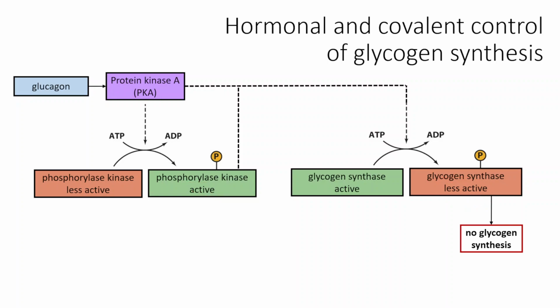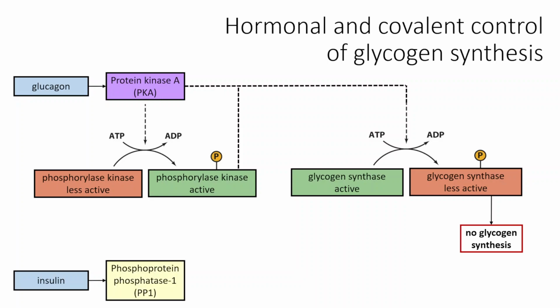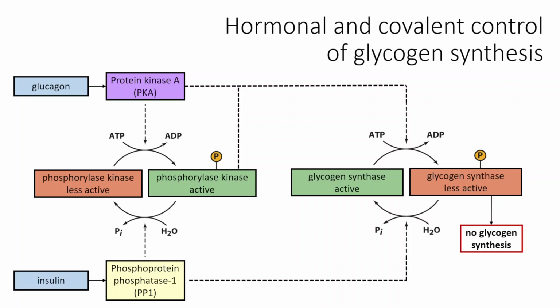And then for insulin signaling in response to high blood sugar, we basically have the opposite. So insulin, as we know, activates PP1. PP1 is going to remove any phosphate groups from phosphorylase kinase, making it inactive or less active. PP1 also removes phosphate groups from glycogen synthase. When glycogen synthase is dephosphorylated, it is now active. So it is going to start synthesizing glycogen.